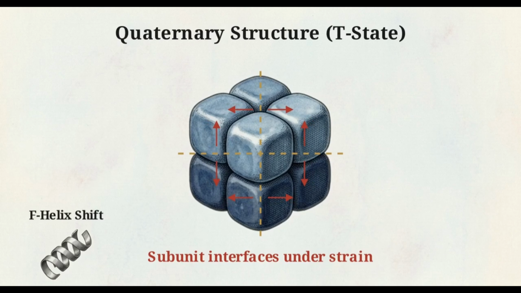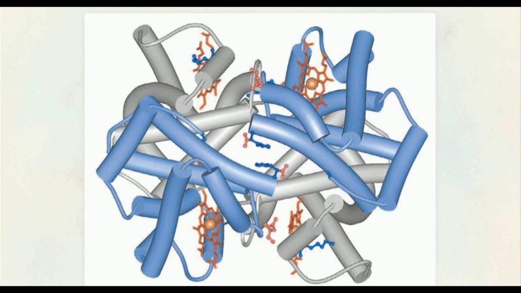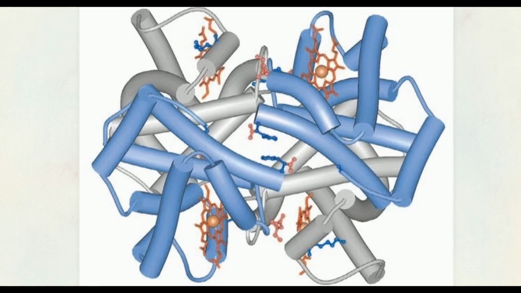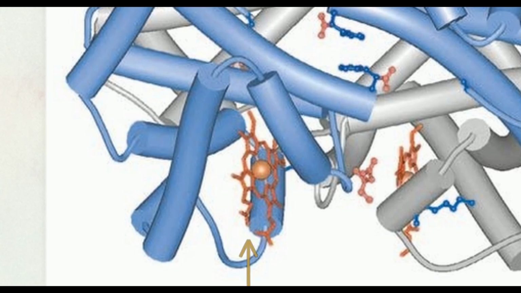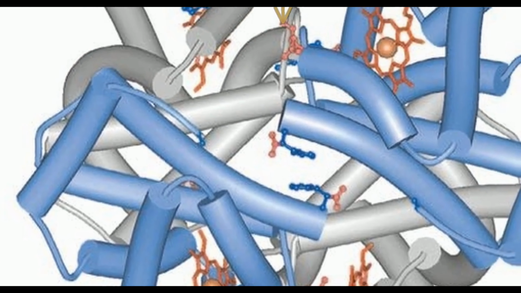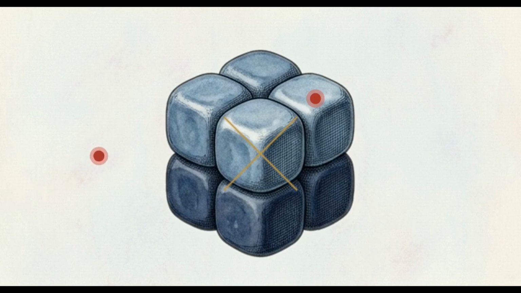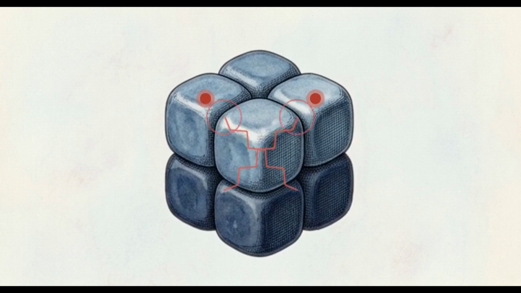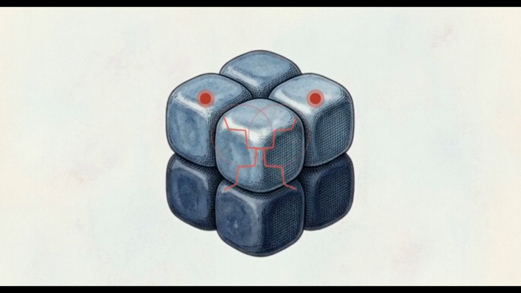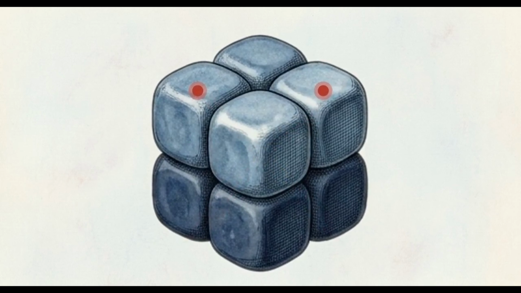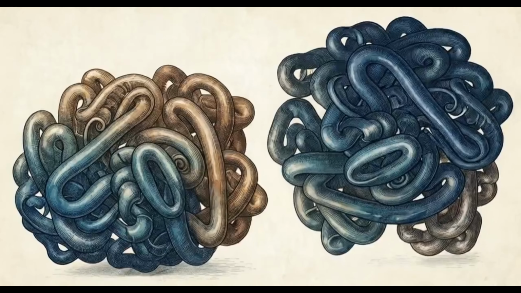Deoxyhemoglobin exists in the T state, clamped by a network of electrostatic salt bridges between unlike subunits. These bridges hold the tetramer under tension, restricting oxygen access. The F helix tug creates physical strain against these stabilizing bridges. As a second oxygen molecule binds, the accumulated mechanical strain overcomes the electrostatic energy of the salt bridges, snapping them open. This is the breaking point.